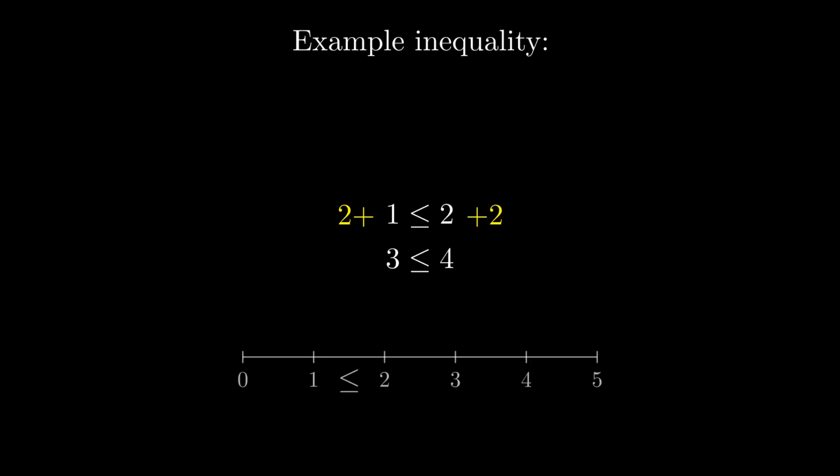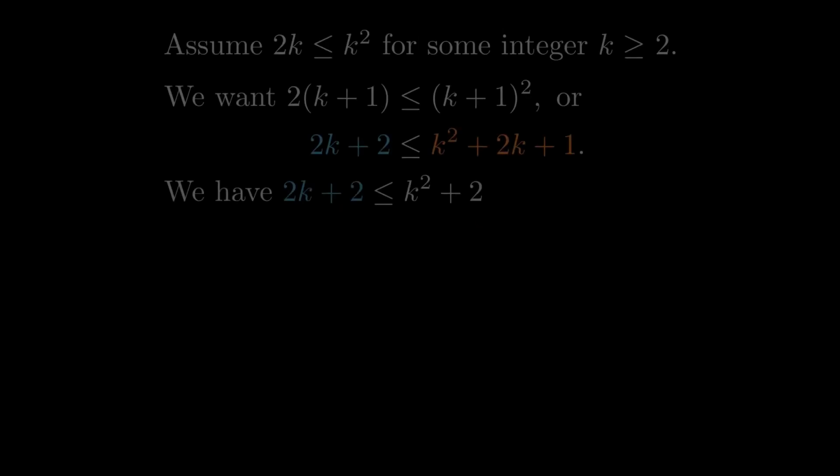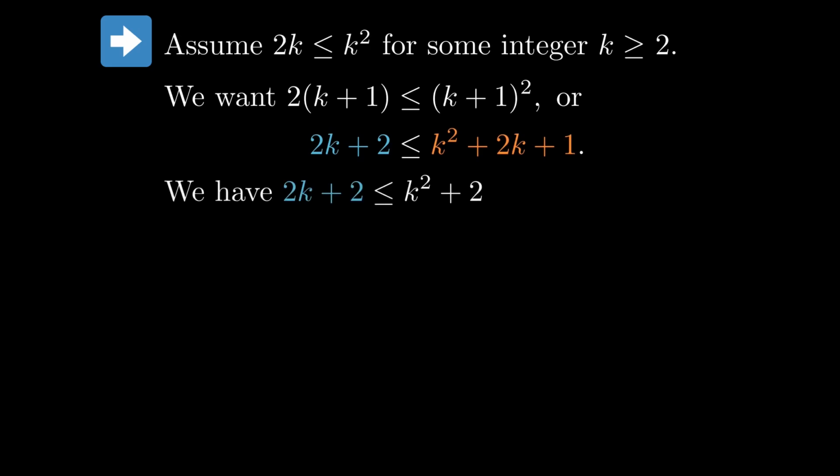And to intuitively understand this, you could think of shifting this expression around on a number line. So as long as you're adding the same number to both sides of an expression you already know is true, you're going to come out with another true expression. So in the proof, since we're assuming that 2k is less than or equal to k squared, in the context of this proof, that means that this inequality is true, at least for some integer greater than or equal to 2. So, just like the previous example, I'm just adding 2 to both sides of the inequality.